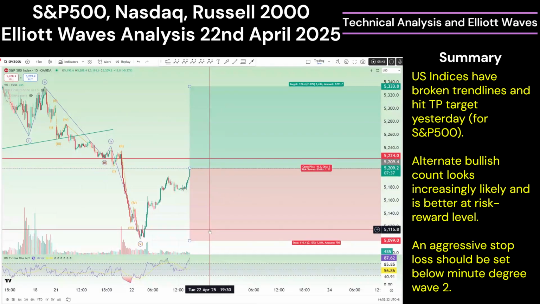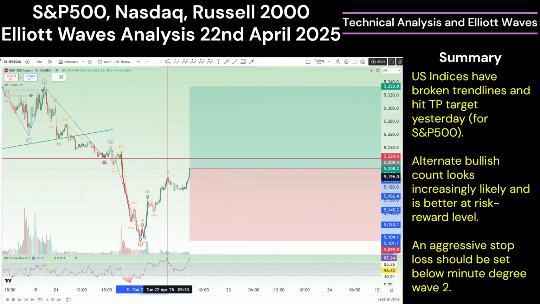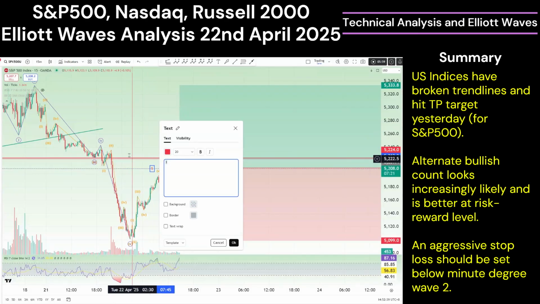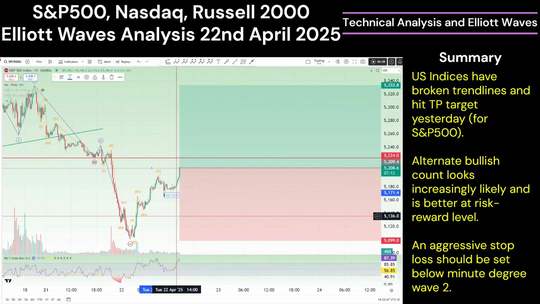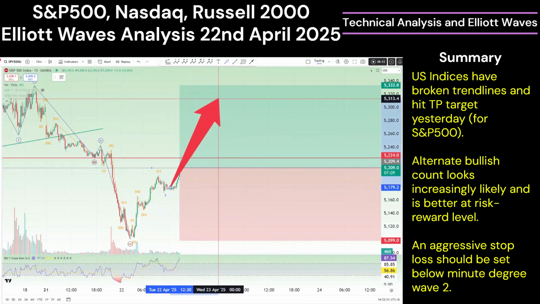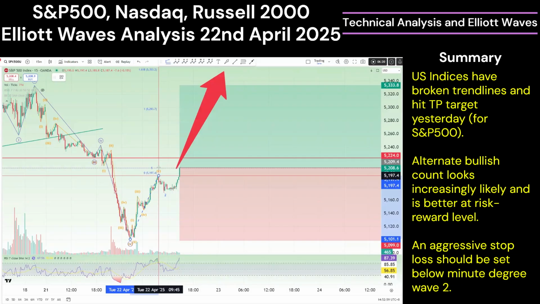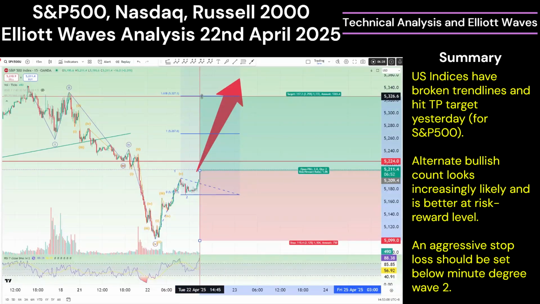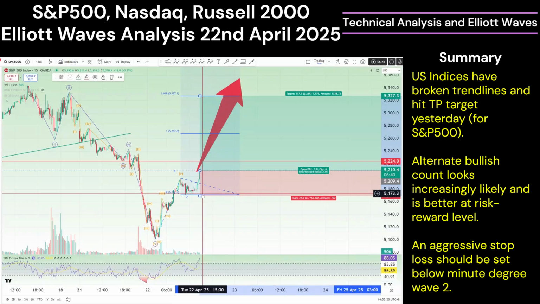The way I see it over here, there's a chance that this is a one, two, three, four, and five. That means that this will then be a one. Let me just change this color and the degree so that you know that this is different from the other count that I was talking about. Two, and then we are going into a three. Likely we are going to a three. So where would this three be? If we do this and we project 1.618, this is where the target is. If this count is correct, then this price will not go down below two, and that is how we argue for shifting this stop loss.